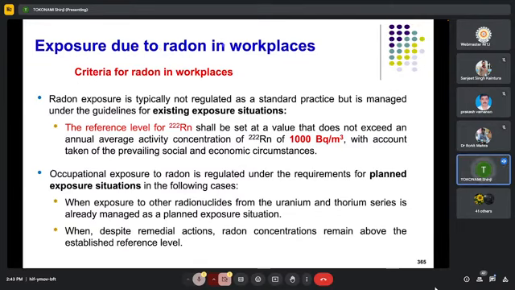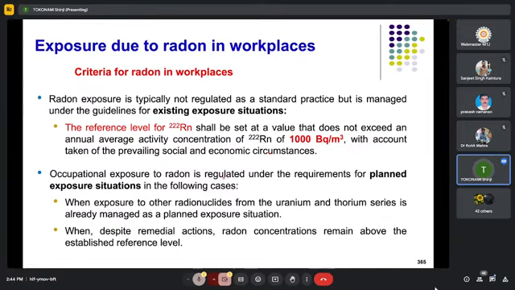Exposure to radon in workplaces. Radon exposure is typically not regulated as a standard practice, but is managed under the guidelines for existing exposure situations. The reference level for radon shall be set at a value that does not exceed an annual average activity concentration of radon of 1,000 becquerel per cubic meter, with account taken of the prevailing social and economic circumstances.